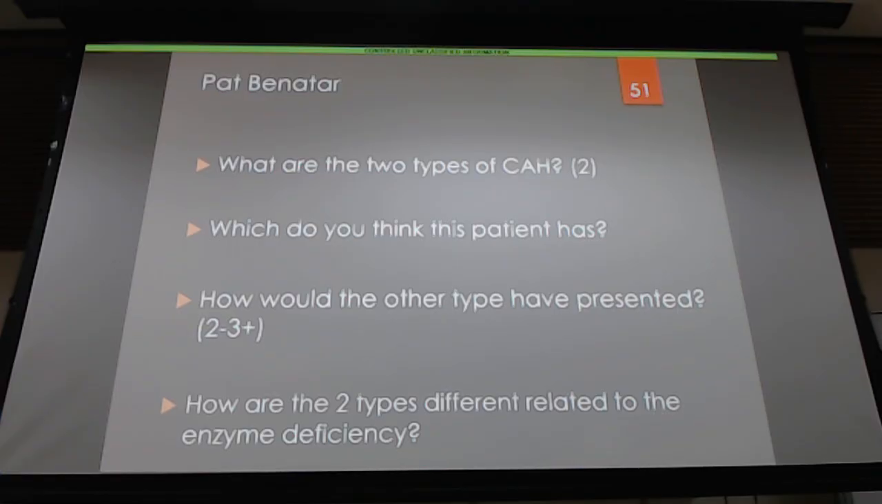So great question. Did we ask all these? This is a fun one. Let's look at that. Two types. We know the enzyme. With one it's completely deficient, the other it's partial.